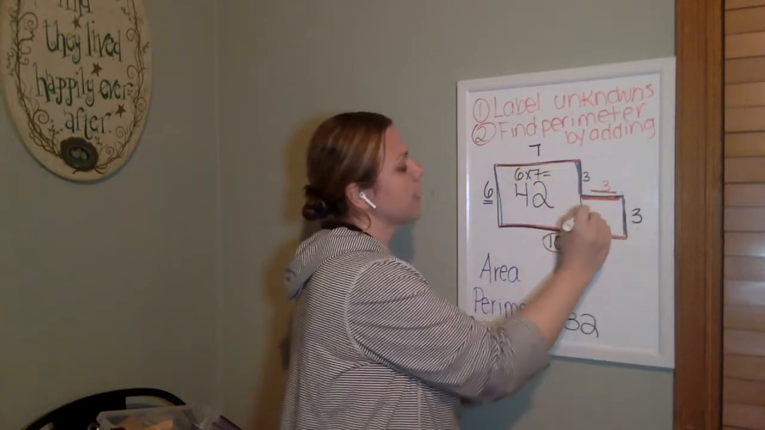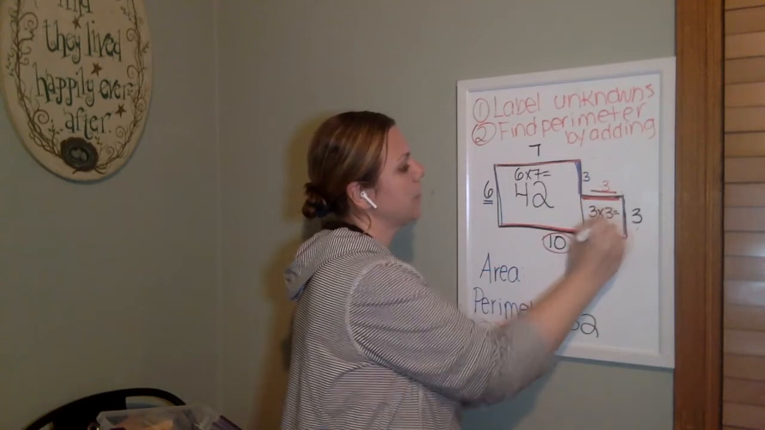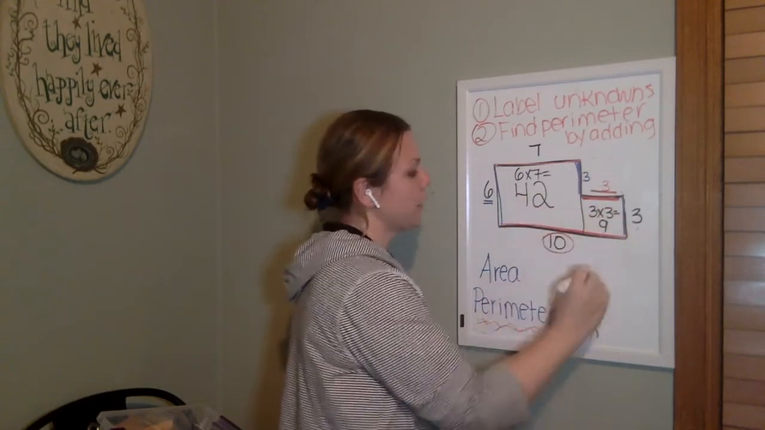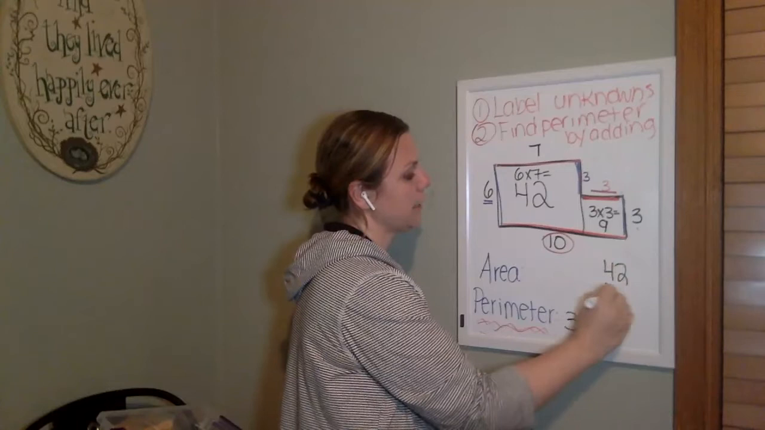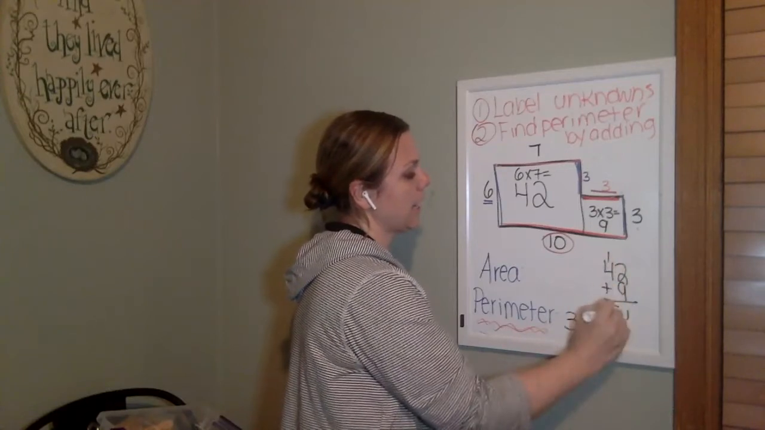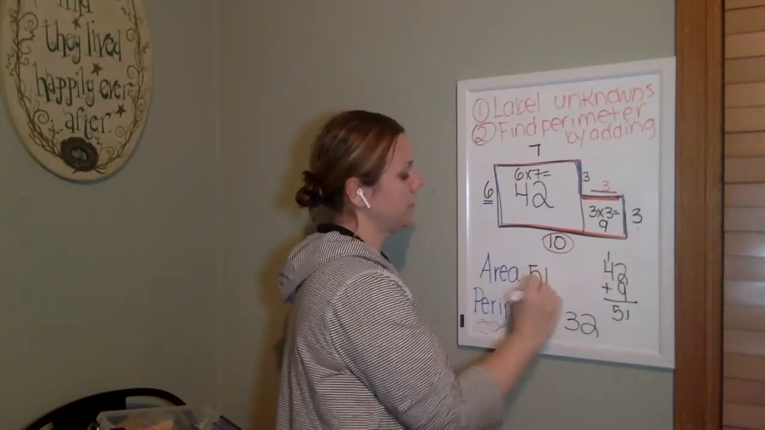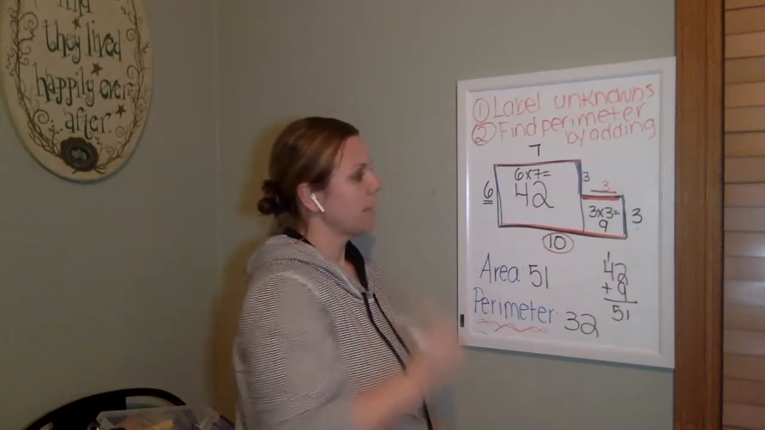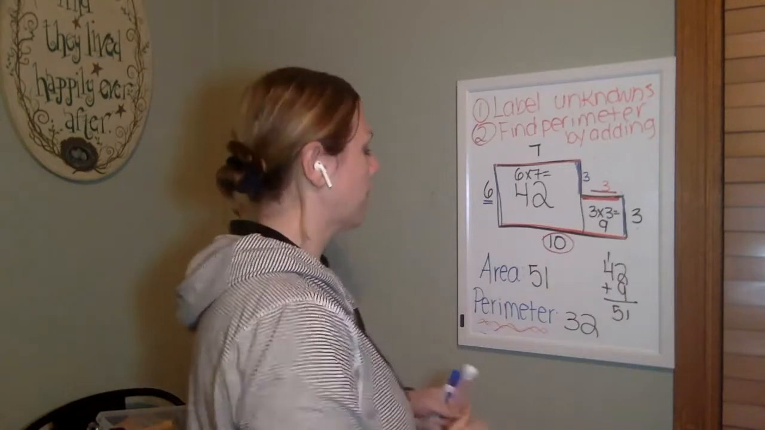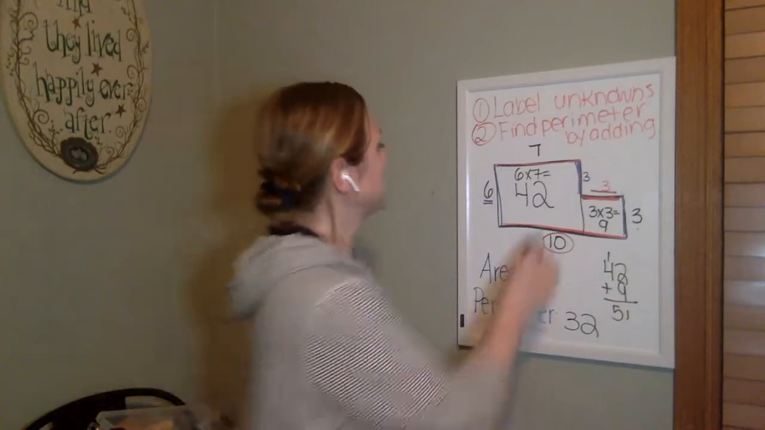And I know that 3 times 3 equals 9. And then I can take my 42 plus my 9, and I can add them up to get 51. So that is how I would find my area and my perimeter. I'm going to show you a little bit of a different approach.